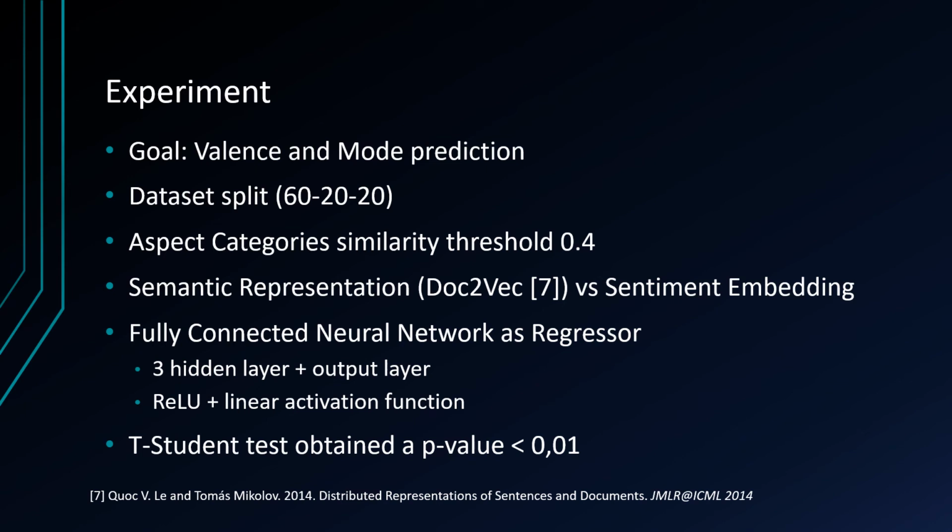To allow comparisons with semantic representation, we train the word2vec model on the Spotify corpus and evaluate the different performances achieved by the regressor in the prediction task. The regressor is designed as a fully connected neural network composed of three hidden layers plus an output layer. To statistically validate our results, we also perform a Student's t-test that reaches a p-value lower than 0.01.